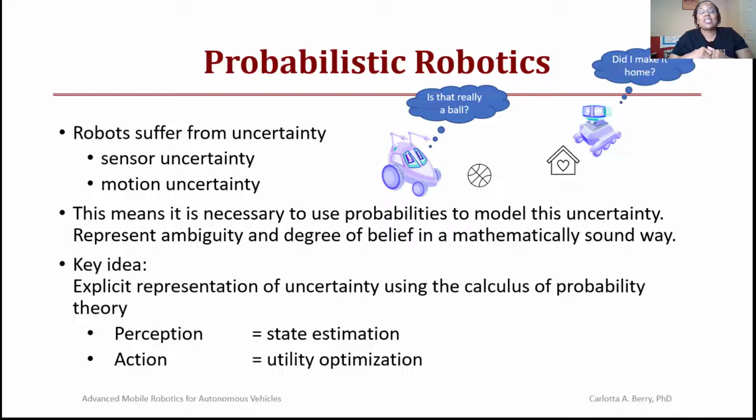So it's necessary to use probabilities to model this uncertainty and to represent ambiguity and degree of belief in a mathematically sound way. So the key idea here is to have an explicit representation of uncertainty. We use the calculus of probability theory. So from the perception, we get a state estimation, and from the robot's actions, we get a utility optimization.